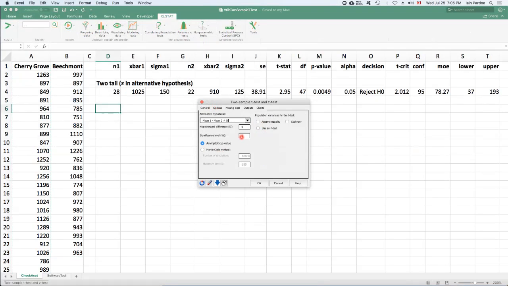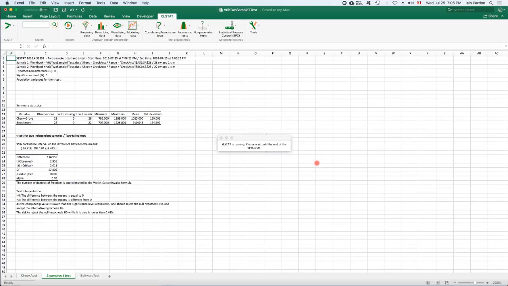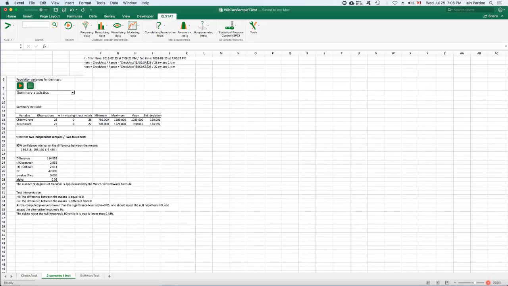Okay, excellent. And then for options, we're doing a two-tail test, hypothesized difference of 0, and a significance level of 5%. And the population variances for the t-test, we're not assuming that they're equal. That is an assumption, a simplifying assumption that, amongst other things, makes the degrees of freedom calculation a lot easier, but we're not making that assumption here. So make sure this is not checked. And then we'll OK that. And we'll take a look at the results.